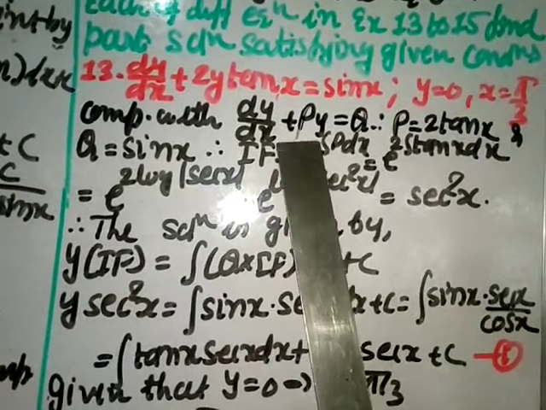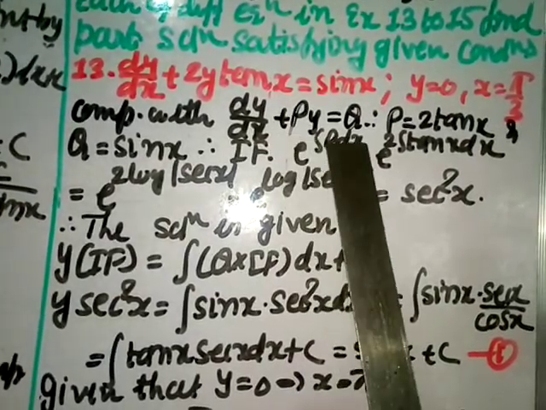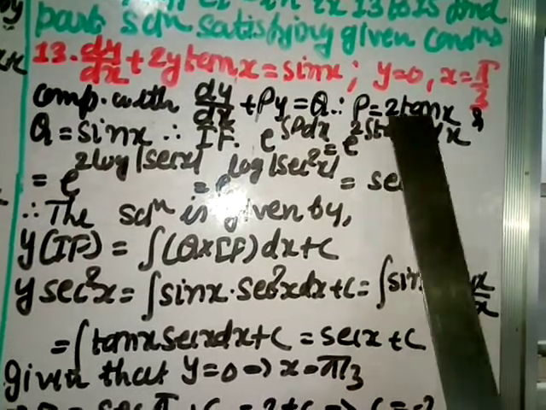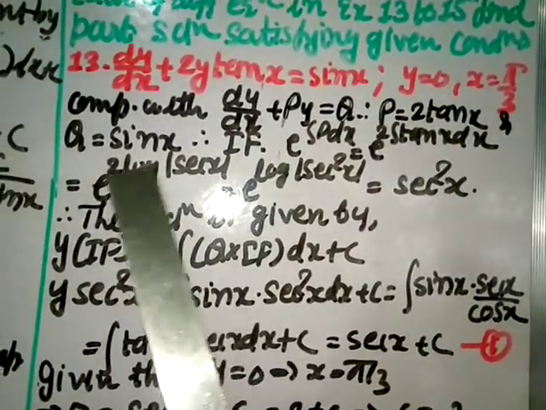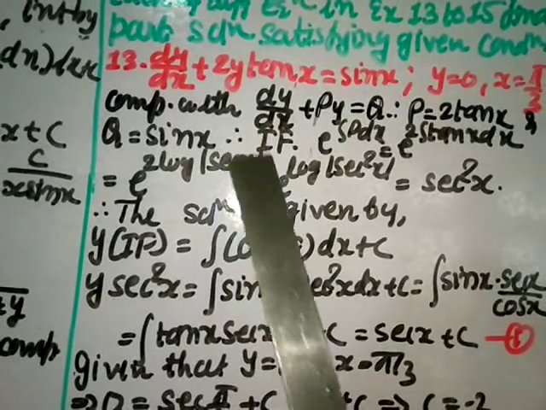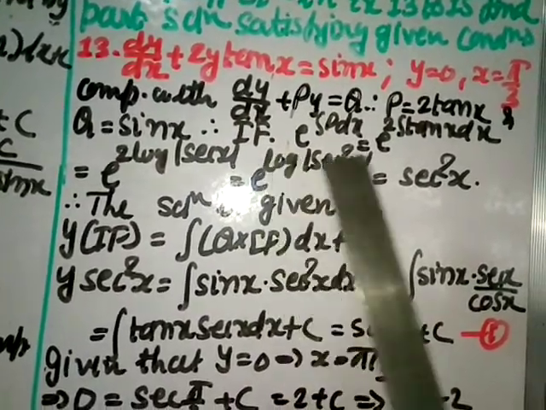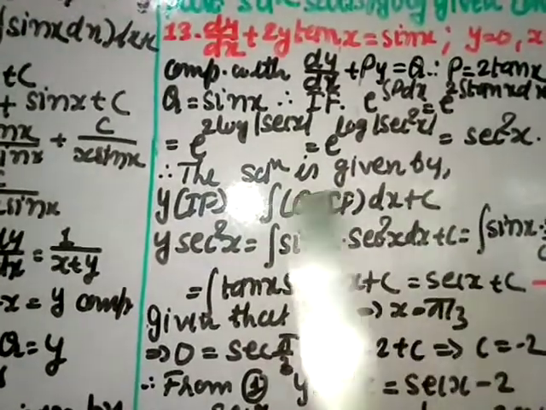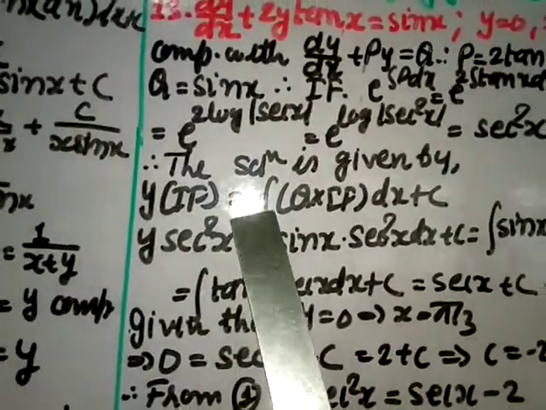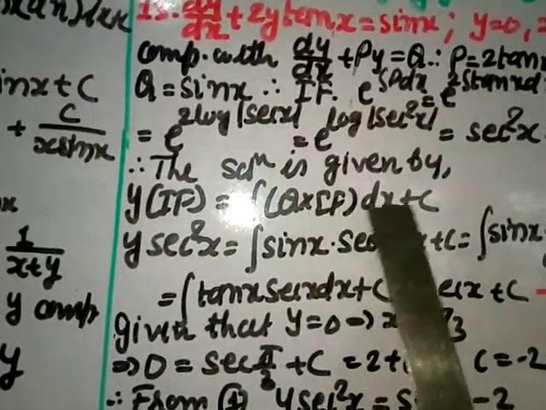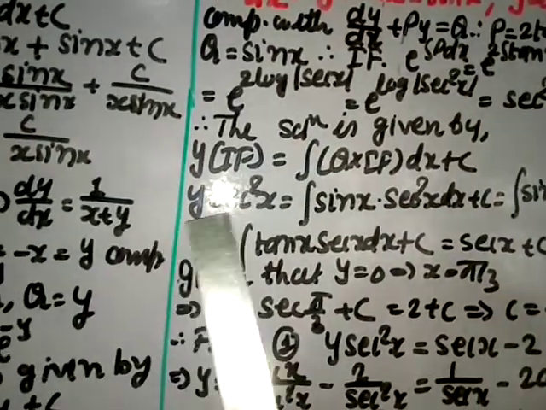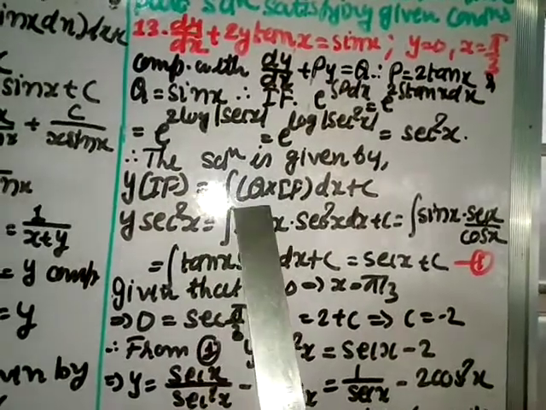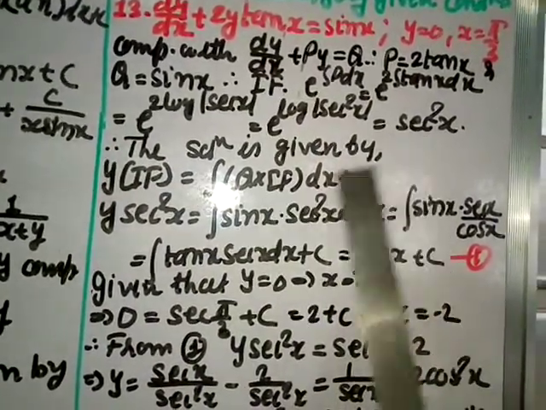Integrating factor is equal to e power integral p dx, e power integral 2 tan x. Integral of tan x is log sec x, and the 2 goes up as a power, so e power log sec square x. The e and log cancel, so sec square x. So this is your integrating factor. The solution is given by y into integrating factor equal to integral q into integrating factor dx plus c. Put the value: y into sec square x equal to integral, the q value is sin x, so sin x into the integrating factor sec square x dx.